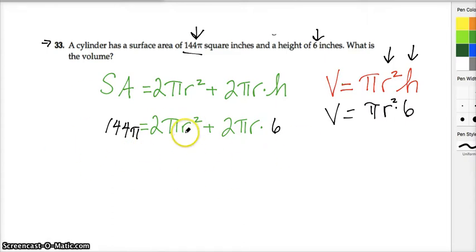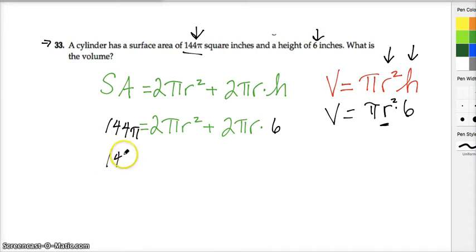I can solve this as long as it's one of the equations we're used to from algebra. So I can solve for r. That's exactly what I need to find the volume. So let's go ahead and work with this equation. So the first thing I want to do is probably try to simplify it as much as possible.